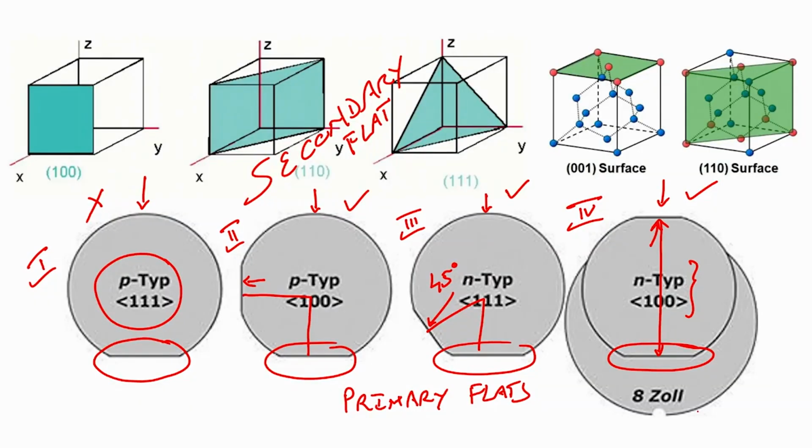So, if the secondary flat is at 180 degree with respect to primary flat, what kind of wafer is it? It is n type 100. Now, let me show you another wafer. You see this wafer. Here you have the secondary flat at 90 degree with respect to primary flat. If the secondary flat is at 90 degree with respect to primary flat, this is p type 100, right. Why? Because the secondary flat is at 90 degree with respect to the primary flat. You got it? This is how we can distinguish both the wafers, primary flat and secondary flat.